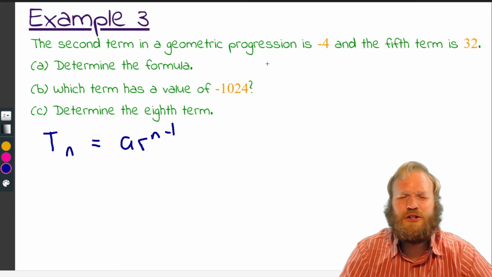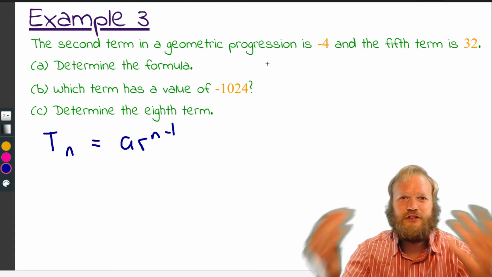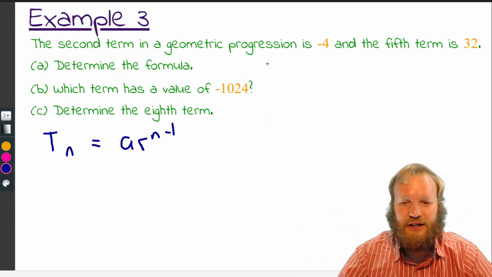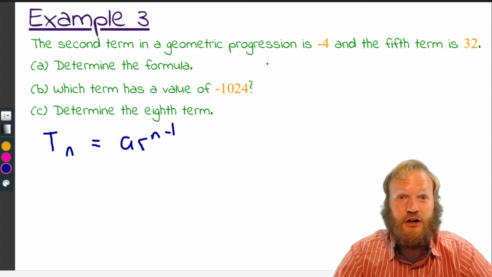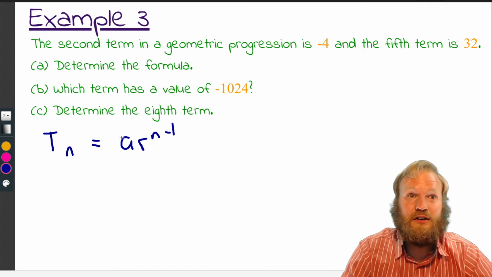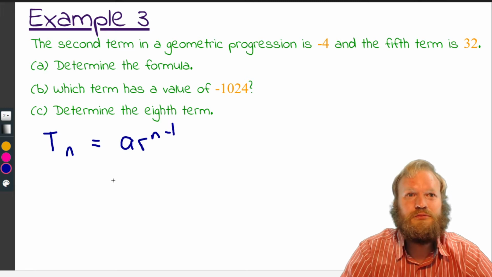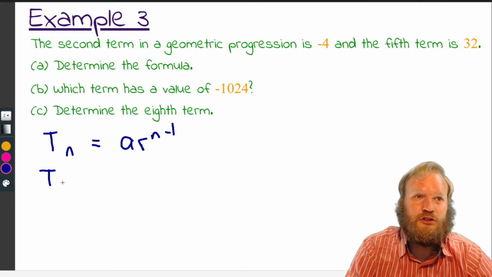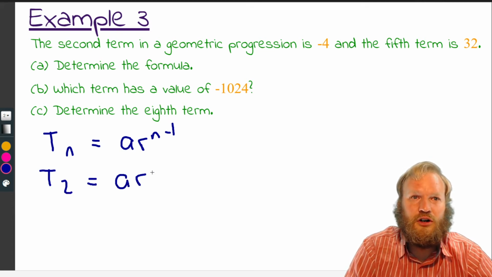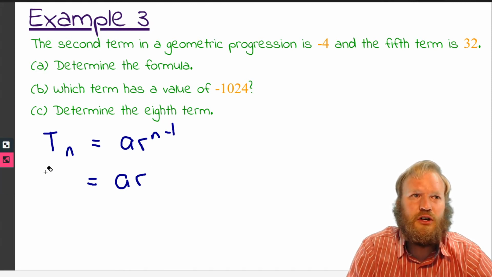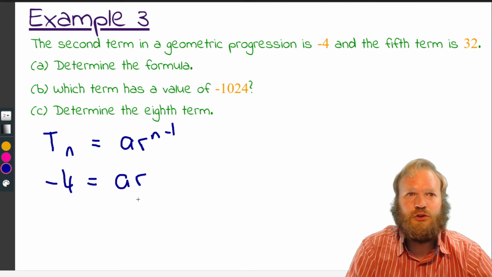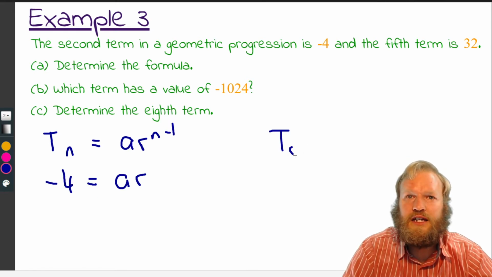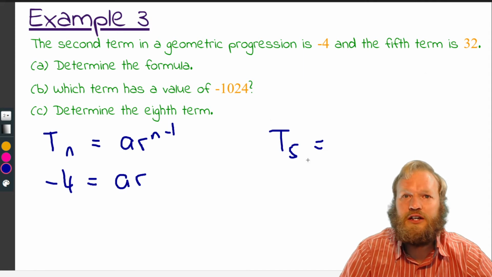This looks like when we did arithmetic progressions, we got 2 pieces of information and made a simultaneous equation. That's what we did for arithmetics. Let's see where this heads. We got the second term is -4, so T2 is AR to the 1, so I'm not going to put the 1 there, and we're told that T2 is -4. That's what we got in one case. And we know that T5 is 32.